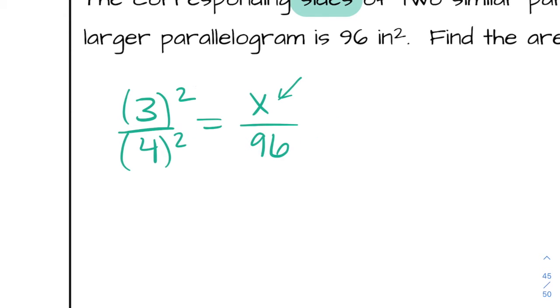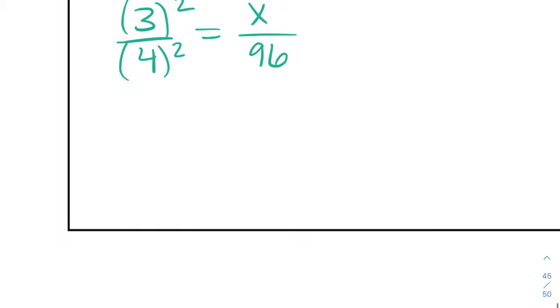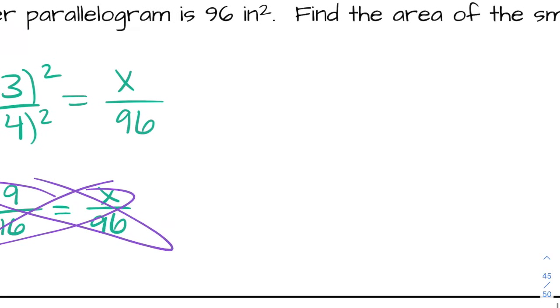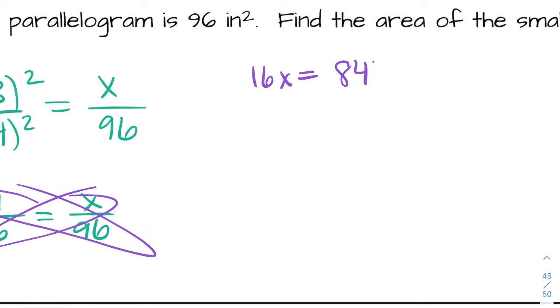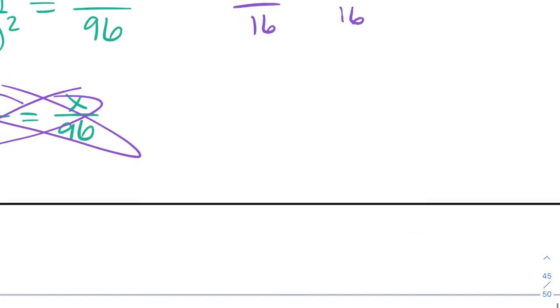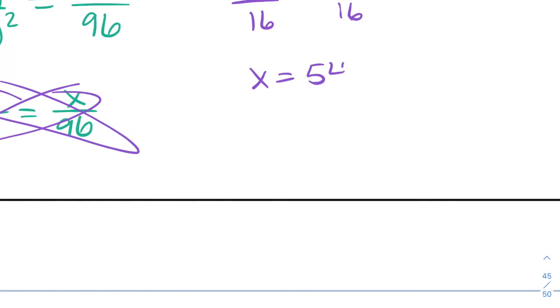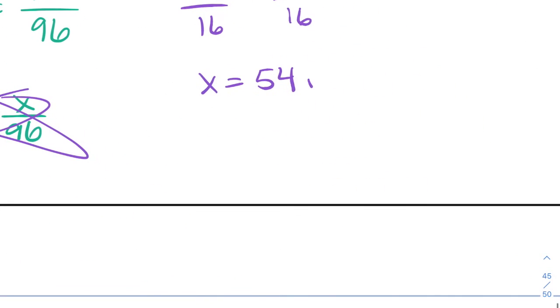So let me get rid of all those arrows. Okay, so we have 9 is to 16 as x is to 96. So now I'm going to find the cross products, and I get 16x equals 9 times 96, which is 864. So now I'm going to divide both sides by 16. I get x equals 54, and my unit of measure is inches squared.